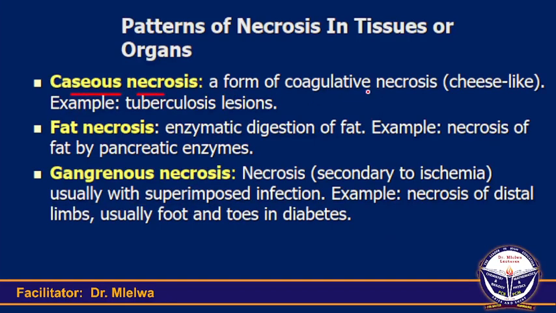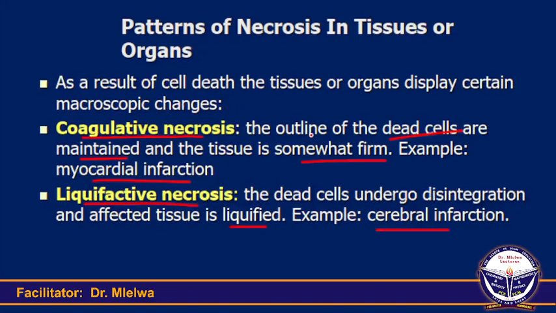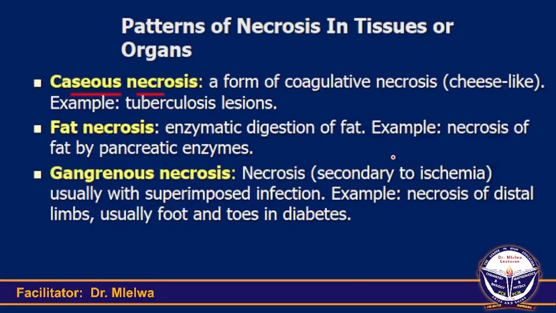But also we have caseous necrosis, a form of coagulative necrosis, cheese-like, example, tuberculosis lesions. Caseous necrosis resembles coagulative necrosis. How? In coagulative necrosis, the outline of the dead cells are maintained and the tissue is somewhat firm. So the tissue remains as it was. In caseous necrosis, the tissue and organ remain as they were, but there is a cheese-like appearance, as if you have put chili, for example in the lung. The lesions resulting from tuberculosis have a cheese-like appearance.